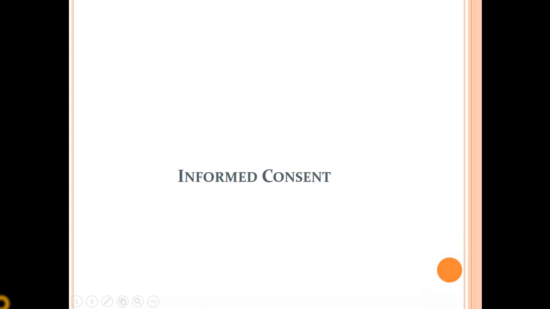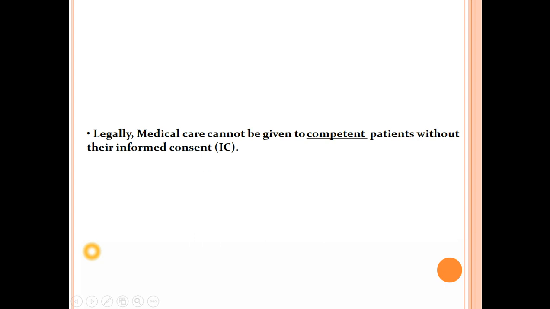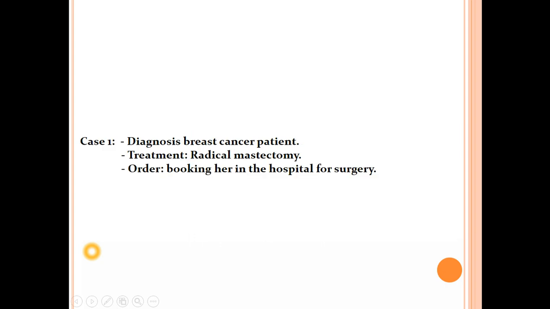Now, a typical example is a case with breast cancer. Treatment: radical mastectomy. Radical mastectomy means that you remove the breast and the axillary lymph nodes. Now he was booked, or she was booked, to the hospital for surgery.